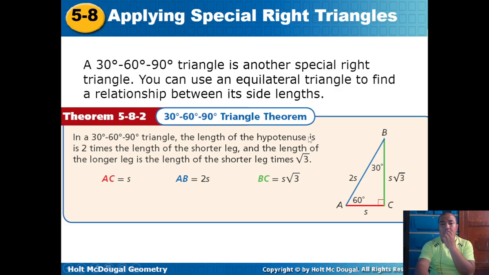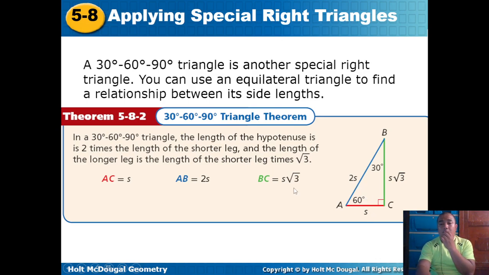So it says here, the length of the hypotenuse is 2 times the length of the shorter leg. What is the shorter leg? Of course, it's the opposite of the 30 degree angle dito. This is the shorter leg. So if this is S, therefore the length of the hypotenuse is twice the length of this shorter leg. So 2S. So for example, if this is 5, the hypotenuse is 10.